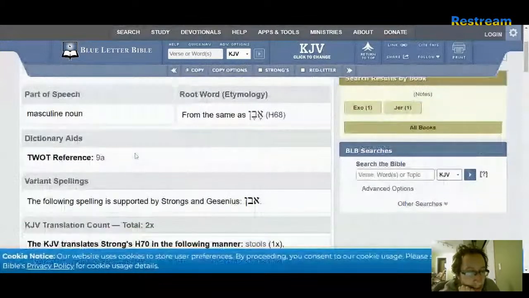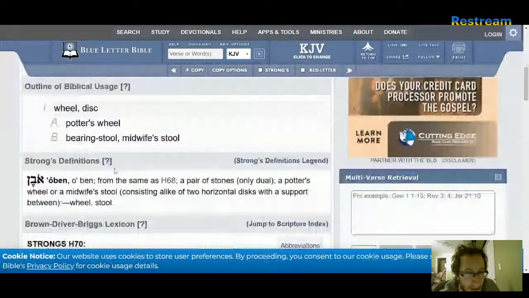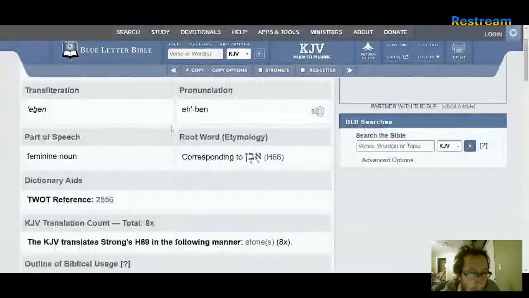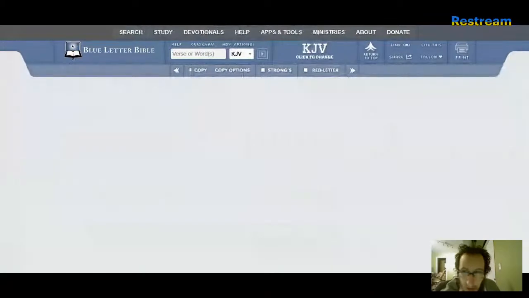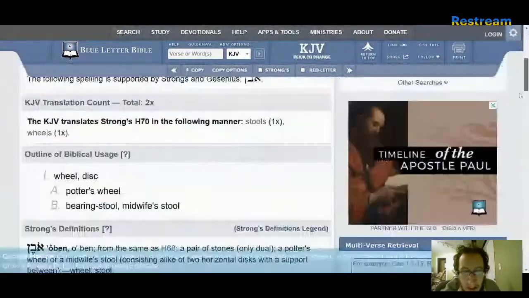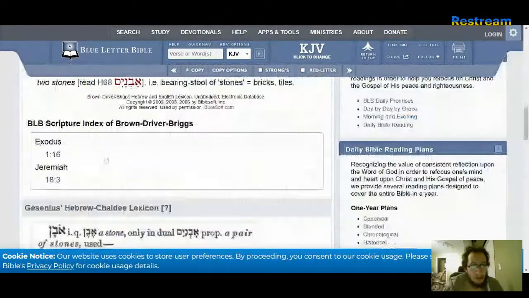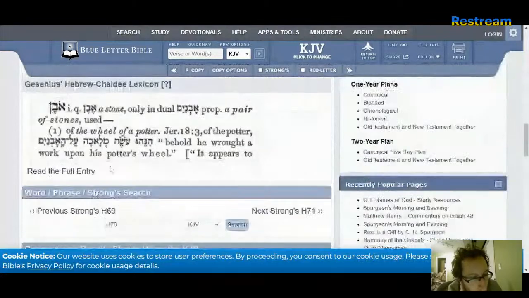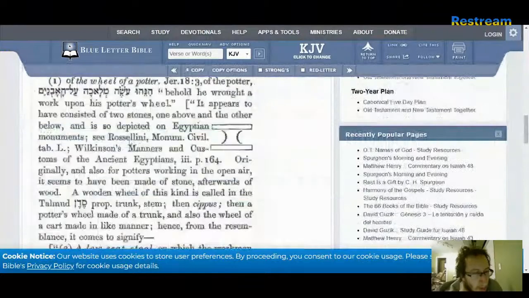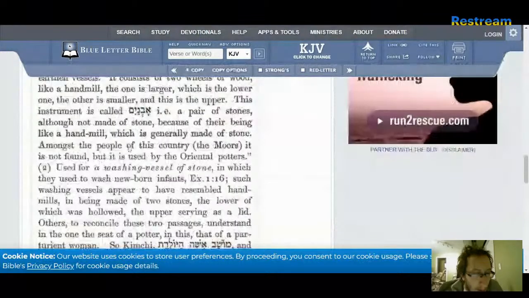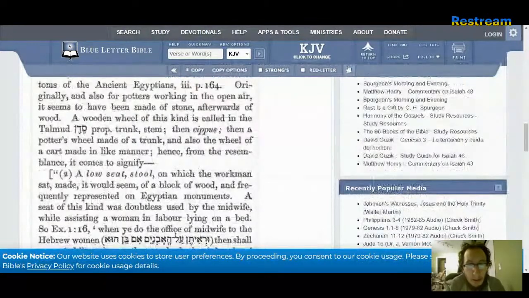Again, eben, let's see what that means. Okay, it could mean a wheel or a disc, but it actually is the same exact word for stone. The scribes decided to change the vowel marks when they want it to mean a wheel, but it actually just says stone. By context, it's a stone wheel, a pair of stones, a potter's wheel or a midwife's stool, and it's made of stones, so it's actually just stones. It's explaining to us that it can be used in the sense of meaning wheel. So that's all it's saying.